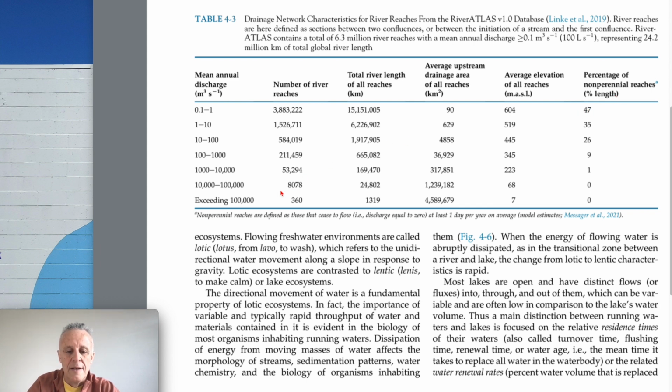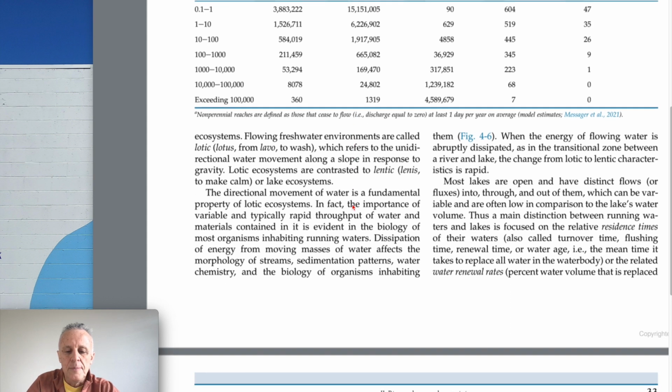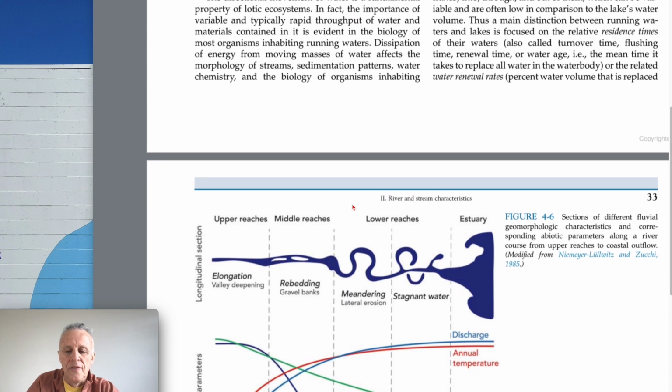If we look at the bottom of the table, in that case we have 360 river reaches exceeding 100,000 meters cubed per second, representing only 1,319 kilometers of total length of rivers. An average upstream drainage area that is huge, 4.5 million kilometers squared, with an average elevation that is very low, 7 meters above mean sea level, and 0% in terms of non-perennial reaches and the percentage of the length. That explains it a little bit more here in Figure 4-6.